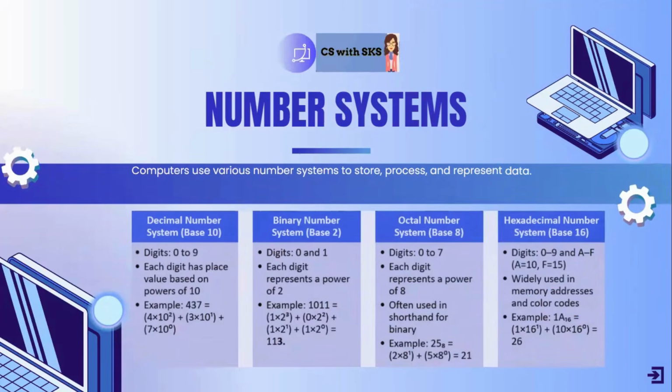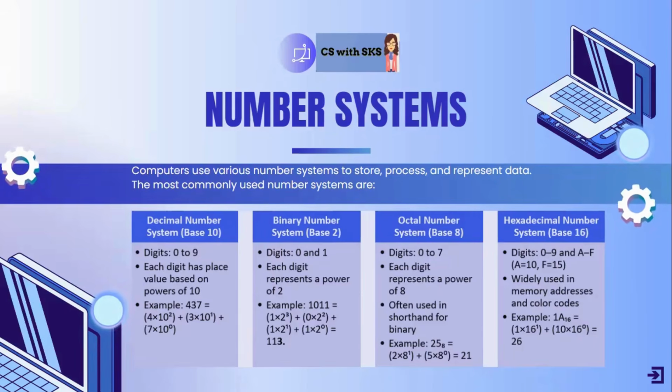Now let's talk about number system, basics of number system. Computers, they use various number systems to store, process, and represent data. The most commonly used number systems are, first of all, decimal number system, then we have binary number system, then we have octal number system, then we have hexadecimal number system. So every number system, they have a base. Base means how many unique digits are used in each number system.